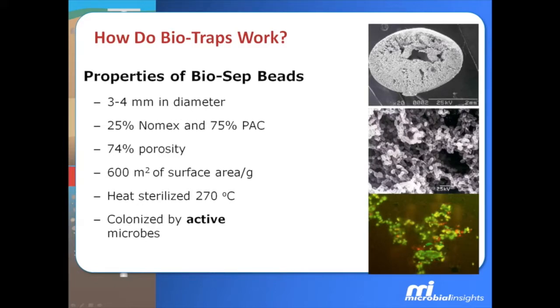And one of the really nice features of these beads, because of the Nomex, is they're very stable to high temperatures. And the benefit of that is that we can heat these beads to 270 degrees centigrade before they go into a biotrap. And in doing so, we not only sterilize the beads, but we also destroy fossil biomarkers, and we also drive off any organics that might have, from the atmosphere, been absorbed to the powdered activated carbon surface. So you can be sure that when you get these biotraps, the beads inside are clean and sterile.